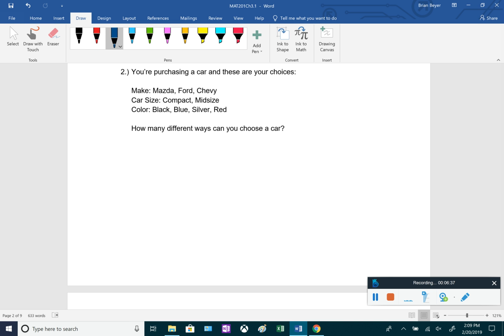So let's kind of break this down. So the make, there are 3 different outcomes or choices, or however you want to say it. I'm going to use outcomes. There's 3 different outcomes for a make. It was Mazda, Ford, Chevy, so that's 3. For car size, there are 2 options, which means 2 outcomes. We had compact or midsize. For color, we had 4 outcomes. We had black, blue, silver, and red.